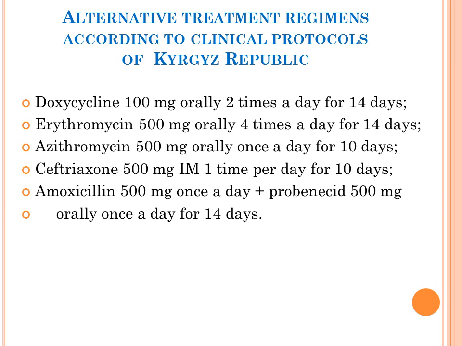Alternative treatment regimens according to the clinical protocols of the Kyrgyz Republic. Doxycycline 100 mg orally 2 times a day for 14 days. Erythromycin 500 mg orally 4 times a day for 14 days. Azithromycin 500 mg orally once a day for 10 days. Ceftriaxone 500 mg intramuscularly 1 time per day for 10 days.